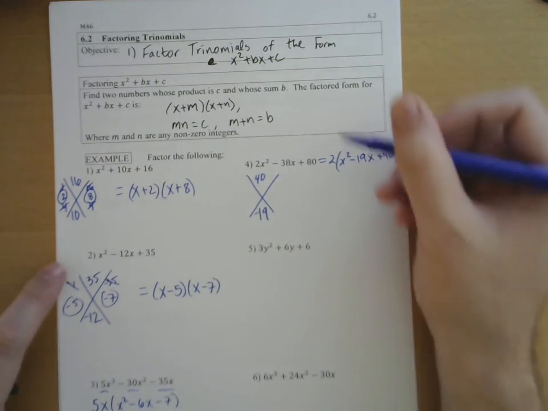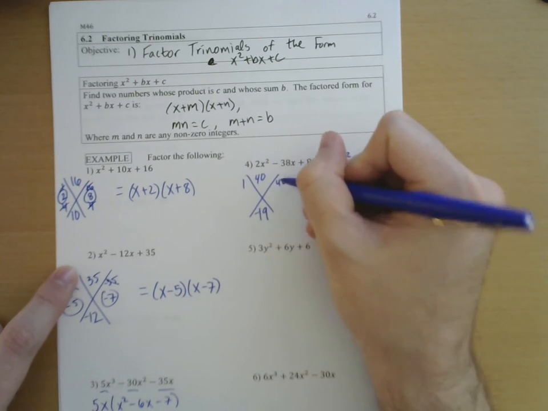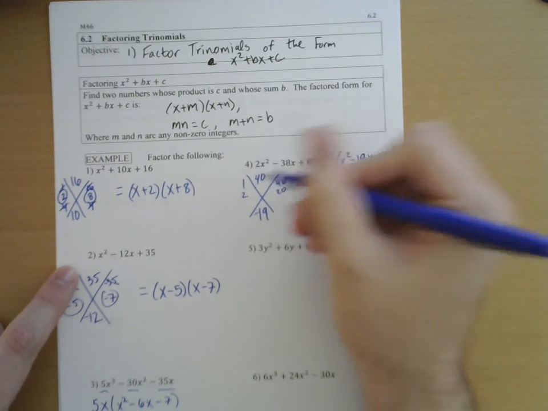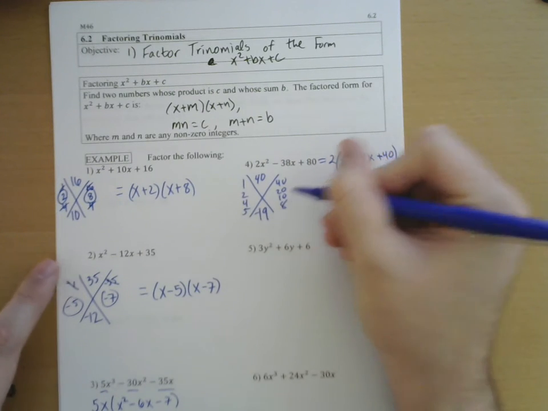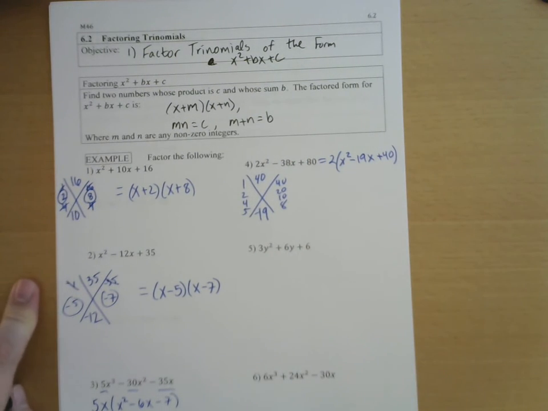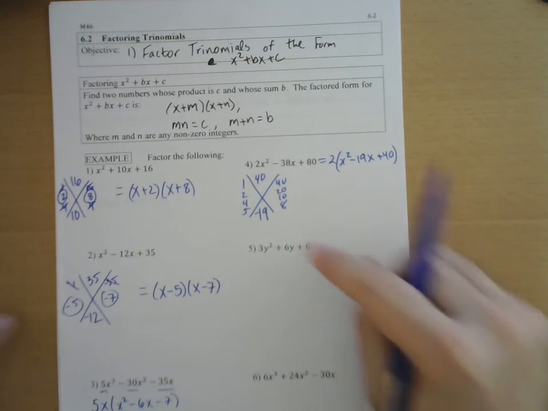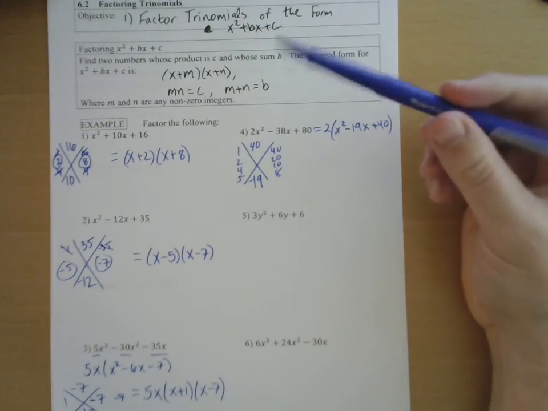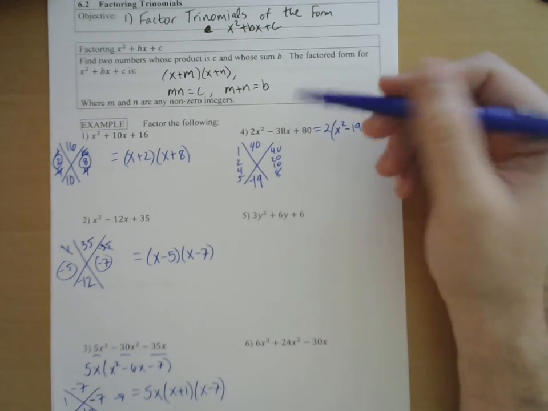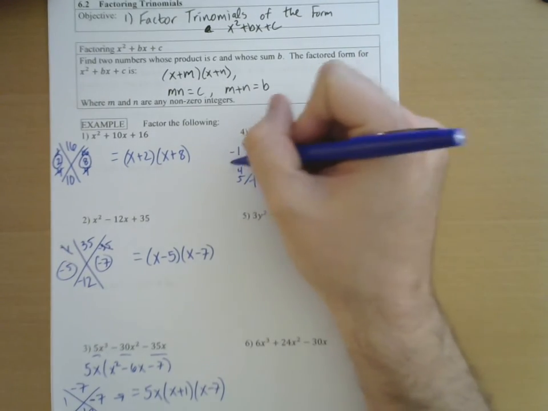So we list out our factors: 1 and 40, 2 and 20, 4 and 10, 5 and 8. And we know that they either both need to be positive or both need to be negative, because we're in the same situation that we were down here in number 2. If they're both positive, there's no way to add them up to a negative. So I know they both need to be negative.